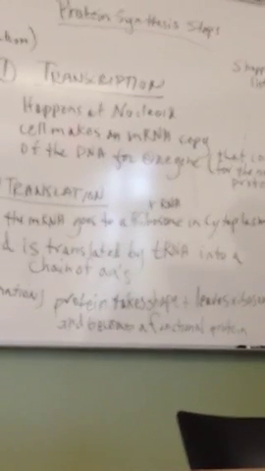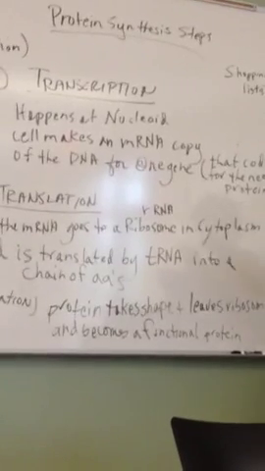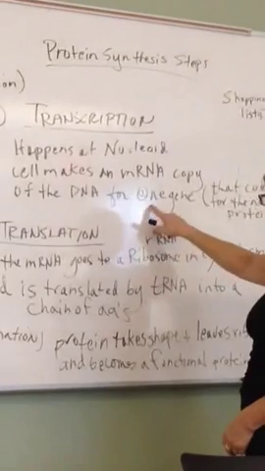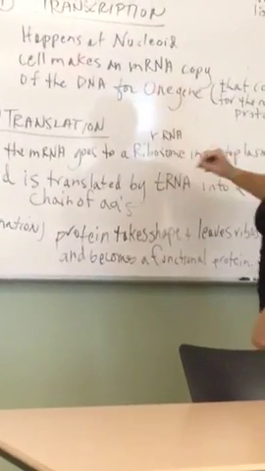Okay, so what's this? Cell makes an mRNA copy of DNA for what exactly is this letter for? Cell makes an mRNA copy of the DNA for one gene. Okay. For one gene. The gene that codes for the needed protein.